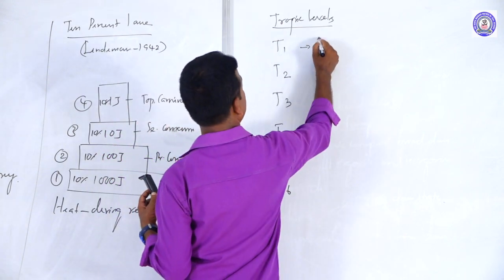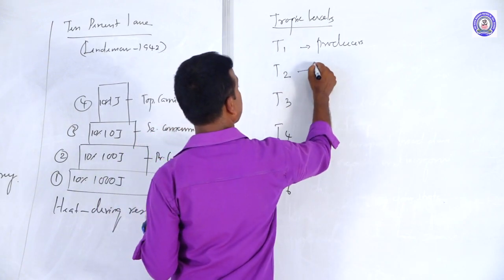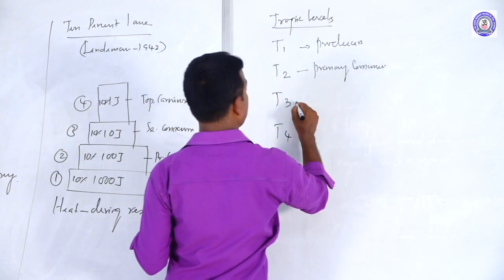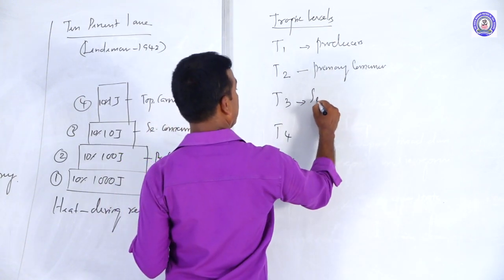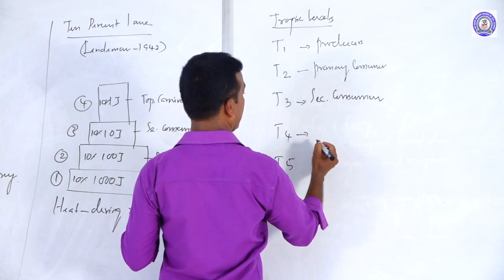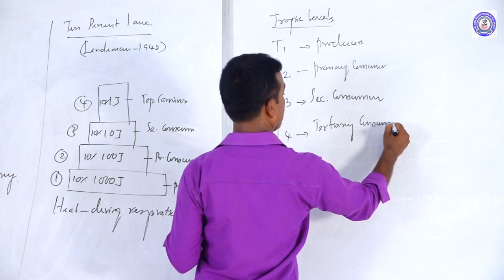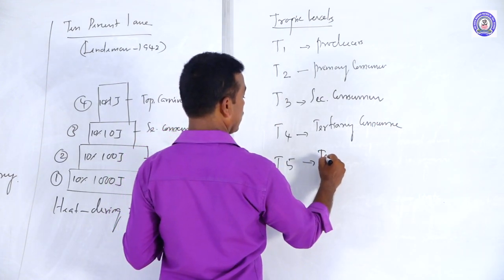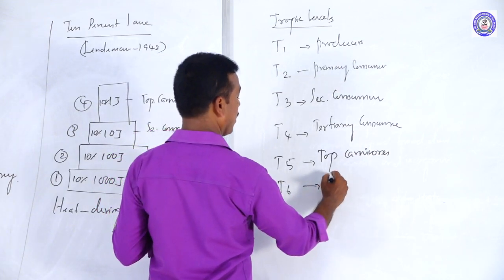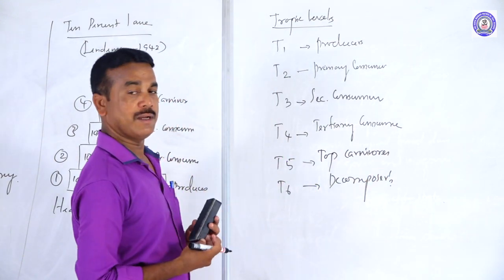T1 is commonly called producers. T2 is commonly called primary consumers. T3 is commonly called secondary consumers. T4 is commonly called tertiary consumers. T5 is commonly called top carnivores. T6 is commonly called decomposers. This is nothing but the trophic level.